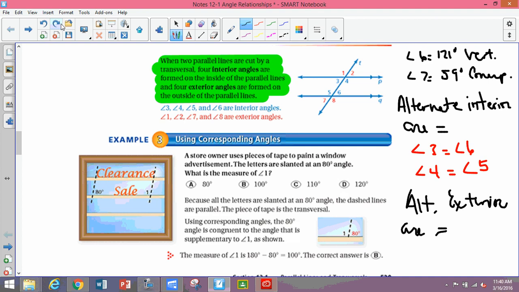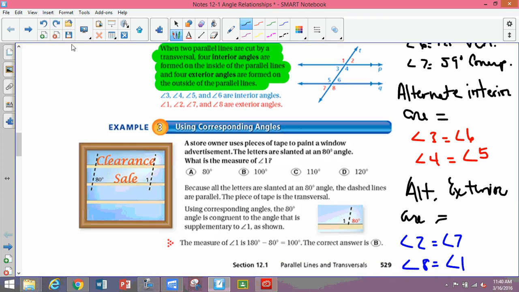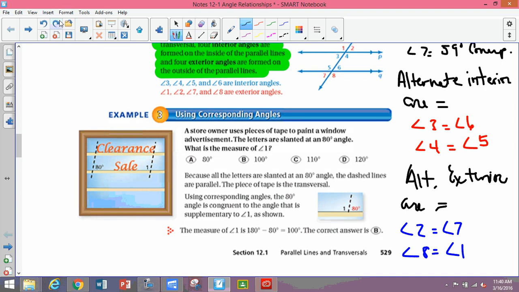You also have alternate exterior angles that are equal. So angle 2 is going to equal angle 7 because on opposite sides of the transversal, outside of the parallel lines, they are equivalent. Therefore, angle 8 is going to equal angle 1 for the same reason.